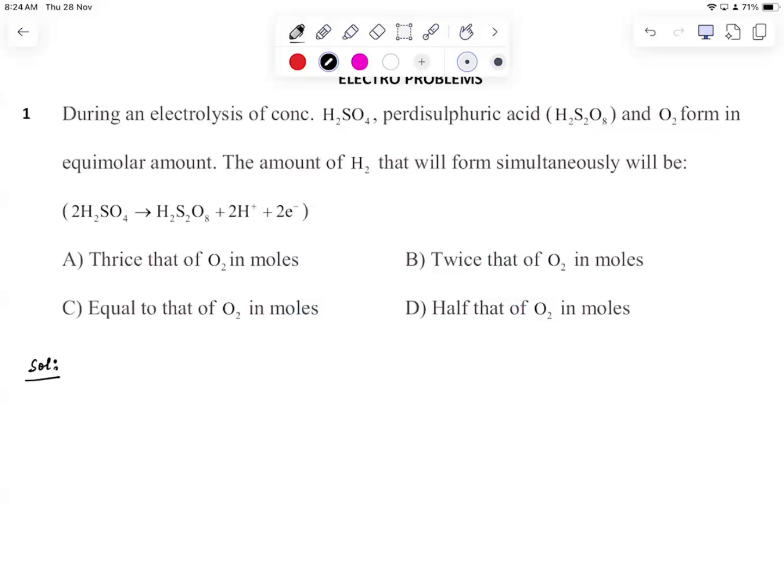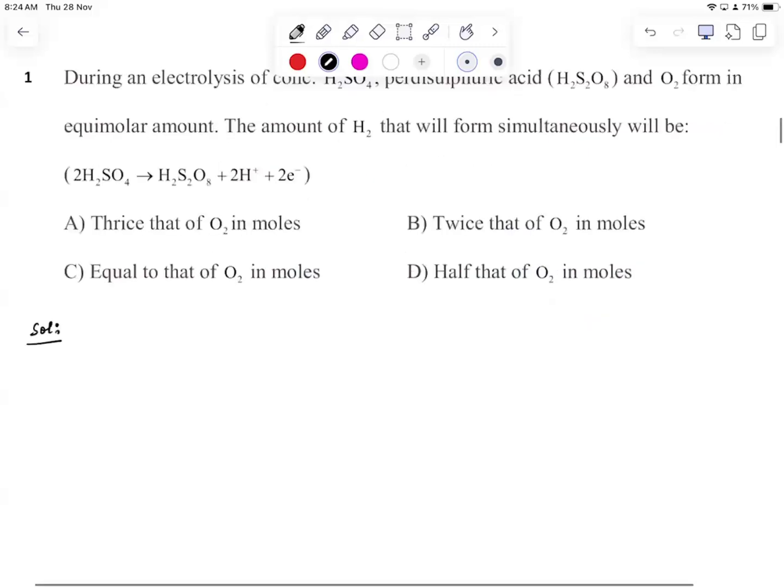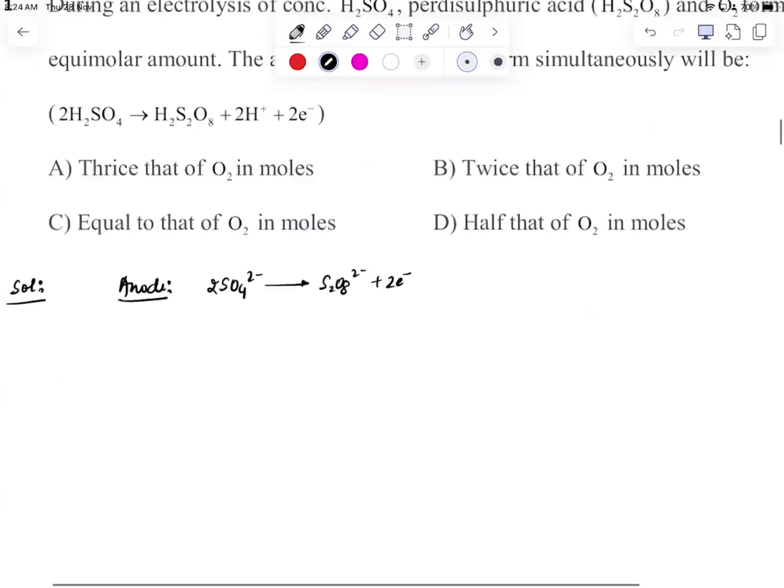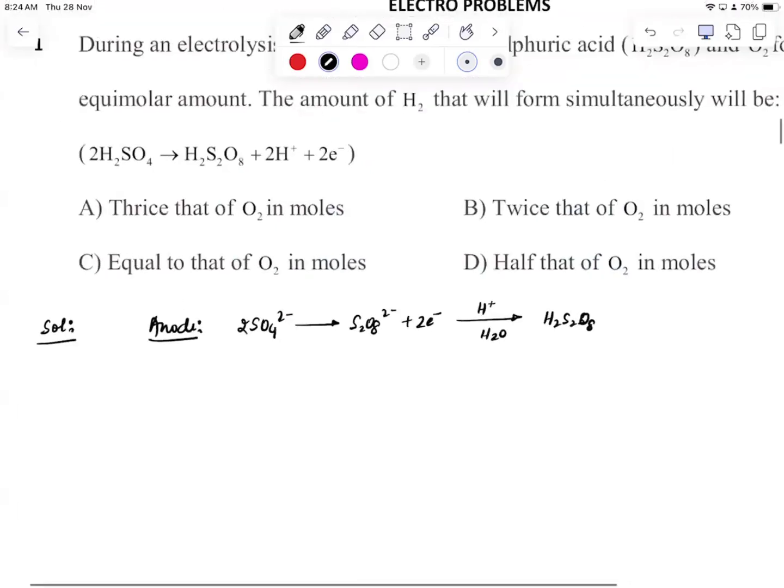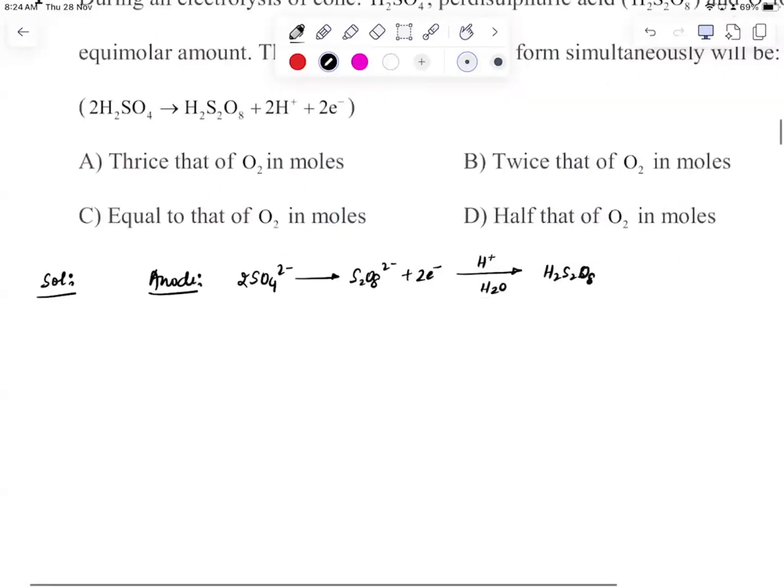Okay, see, we have two reactions happening at anode here. At anode, one reaction is SO4 2 minus converting into S2O8 2 minus plus 2 electrons. And if you keep it in aqueous solution, acidic form, that will convert into H2S2O8. So that is what he's showing, that there is a conversion of this one.